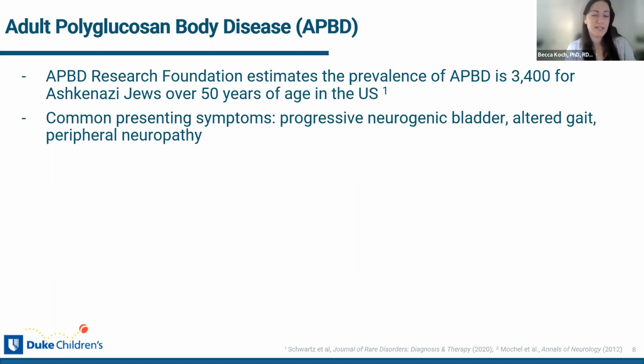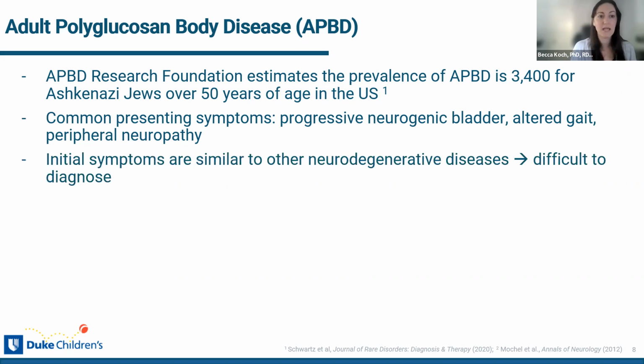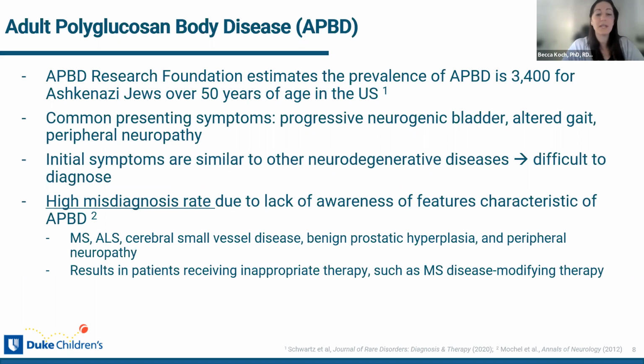Next, the presenting symptoms are commonly, like I mentioned, progressive neurogenic bladder, altered gait, and peripheral neuropathy. Now, these initial symptoms that I describe are very similar to other neurodegenerative diseases, and so therefore it makes it difficult to diagnose. So because of this, unsurprisingly, there's a high misdiagnosis rate due to the lack of awareness of features characteristic of APBD. And so those will be mentioned in this guideline, but we do want to call attention that MS, ALS, cerebral small vessel disease, benign prostatic hyperplasia, and peripheral neuropathy are all common misdiagnoses for APBD.